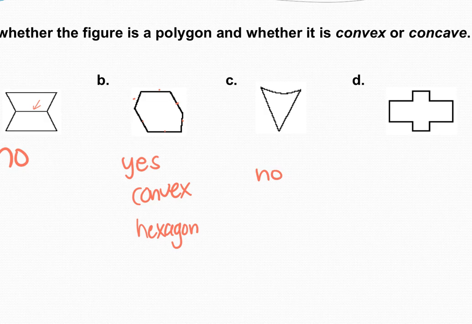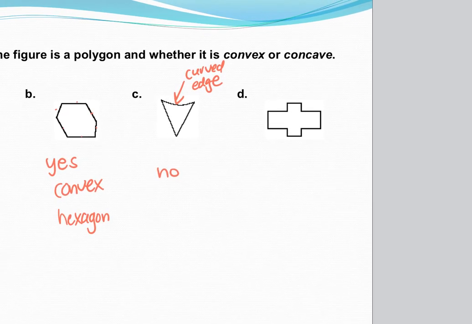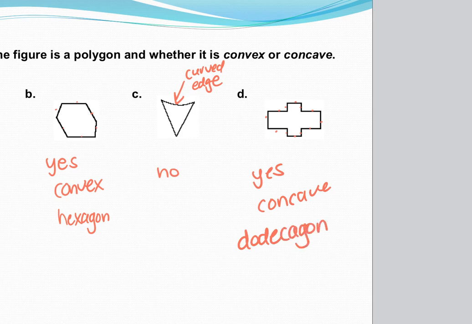How about C? No, because curved edge. And D? Yes to the polygon. Concave. What would it be named? 1, 2, 3, 4, 5, 6, 7, 8, 9, 10, 11, 12. Good. Dodecagon.